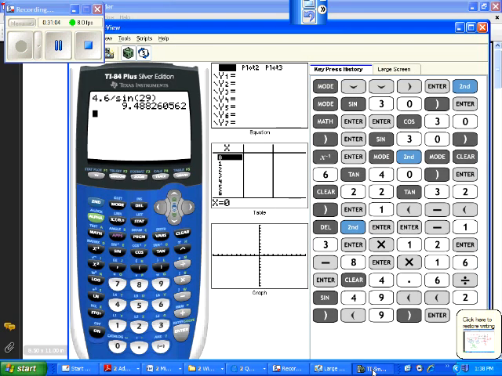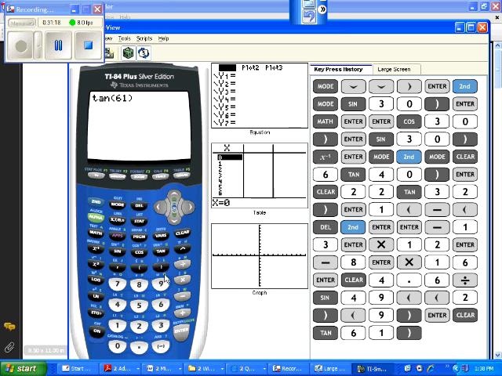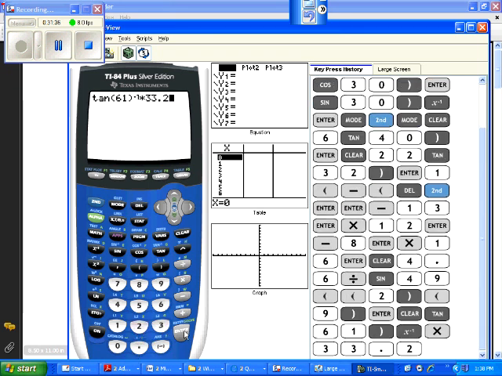I think it's just as easy to cross multiply, maybe easier, but anyway, if I wanted to tell it tangent 61, I'd hit tangent 61 degrees. But I don't really want tangent, I want cotangent, so I'm going to have to hit the x to the negative 1 button right here. That's not inverse tangent, that's the reciprocal of tangent, which is cotangent. Now I have cotangent, and then times 33.2, and I should get the same answer. So you could do that. You just have to know how to make it say cotangent, reciprocal of tangent.